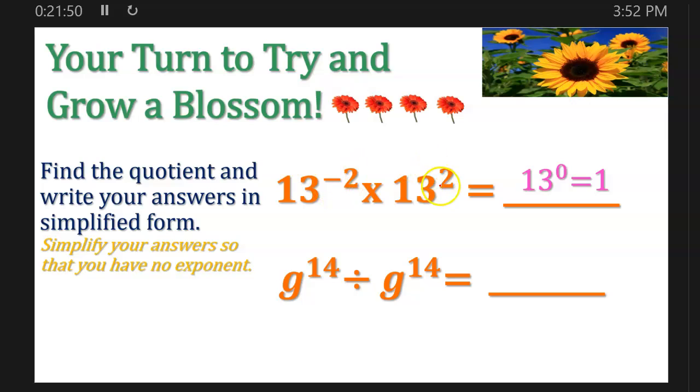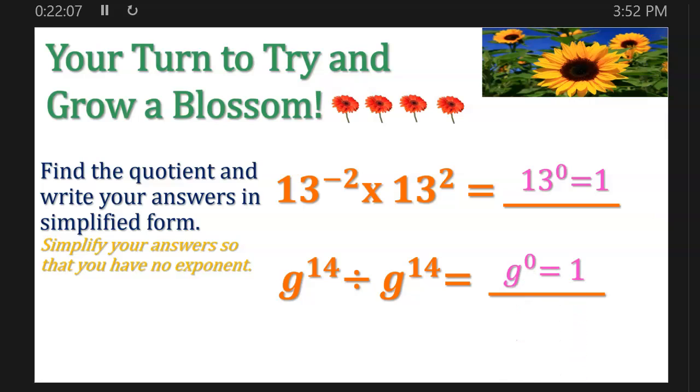Negative 2 plus a positive 2 gives us a 0, and we know that any number to the power of 0 is just a 1. So this 13 converts into a 1. So you had to remember your 0 property of exponents to answer that one properly.